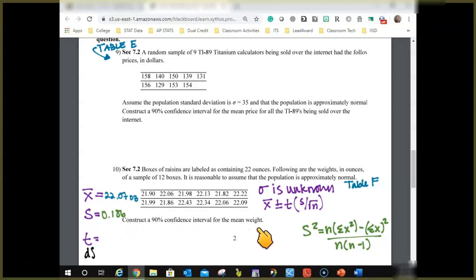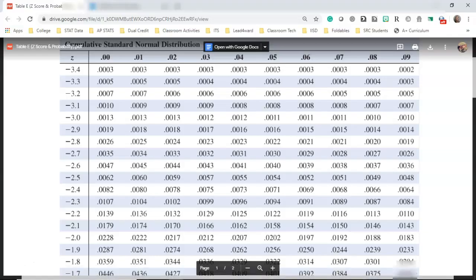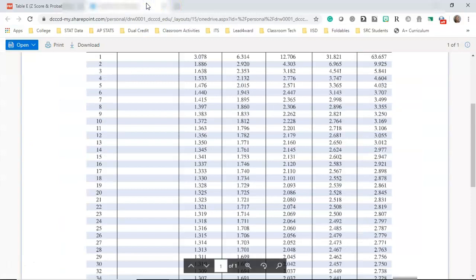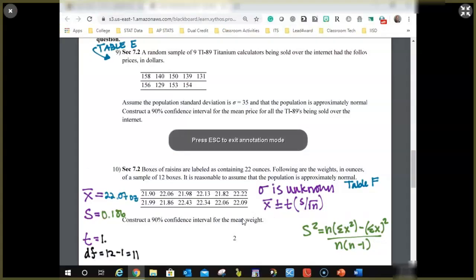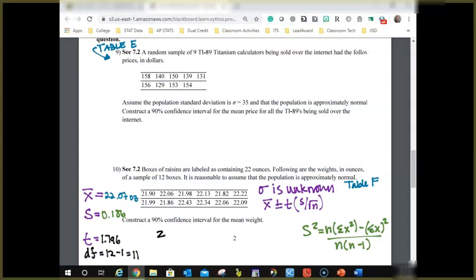That means we need to find degrees of freedom, and we need to be able to look at table F for this information. So our degrees of freedom is sample size minus 1. So 12 boxes minus 1 would be 11. So if I go to table F, and now I look at the confidence interval portion, we want a 90% confidence interval, and it was 11. So 1.796 would be my critical value for this confidence interval. So when I return back to the problem, that's going to be my t-value.